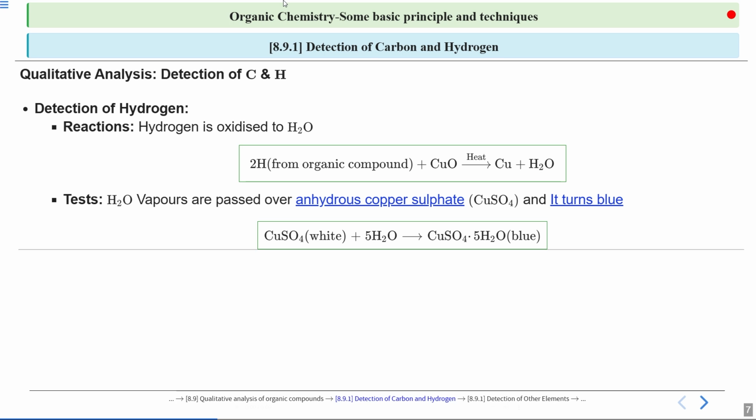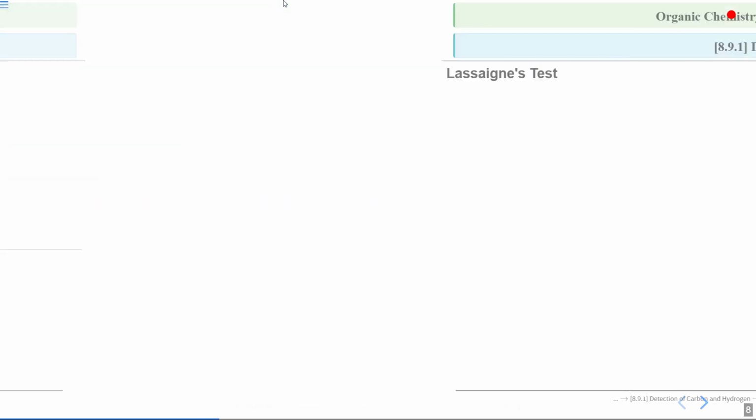To confirm the presence of water, we use a simple test. Water vapor is passed over anhydrous copper sulfate, which is initially white. When it turns blue, it indicates the formation of hydrated copper sulfate, confirming the presence of water. This color change is a clear visual cue that hydrogen was present in the organic compound.